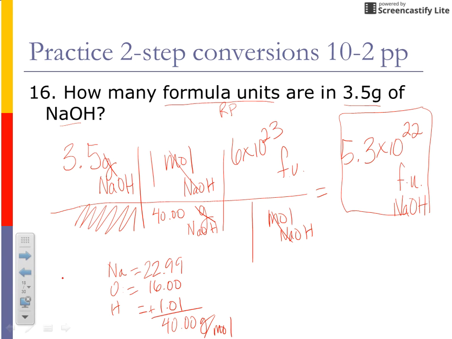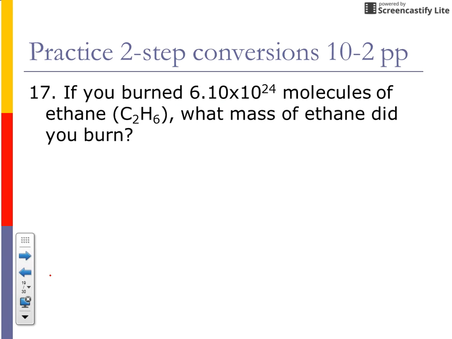All right, that's number 16. Now, let's look at number 17. 17 says, if you burn 6.10 times 10 to the 24th molecules, again, these are our representative particles, molecules of ethane, that's a hydrocarbon, so this is a combustion reaction. What mass of ethane did you burn? Well, let's start with our given. As usual, 6.10 times 10 to the 24th molecules of C2H6, of ethane.